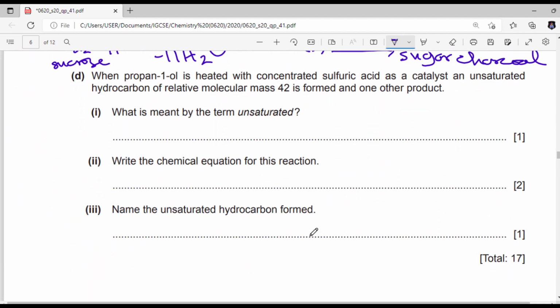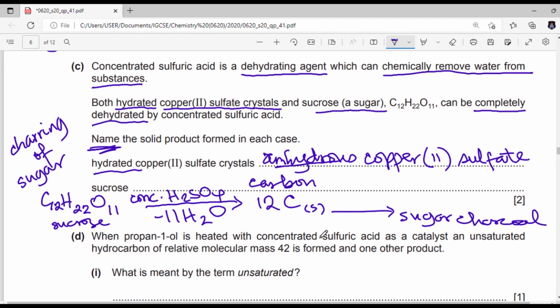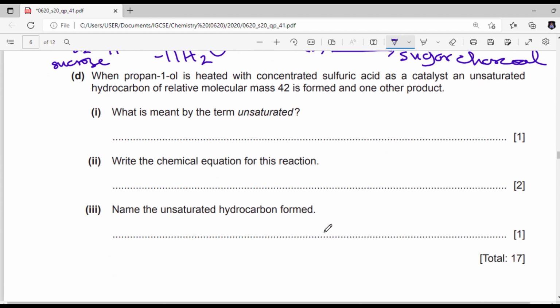So next, let's go back to this charring of sugar. I'm not sure charring of sugar is in your syllabus. I'm not sure it's in the IG syllabus. So what you have here is simple dehydration, which gives you carbon. But this other charring of sugar and sugar charcoal is just for additional information. Right. The last question says, when propan-1-ol is heated with concentrated sulfuric acid as a catalyst, an unsaturated hydrocarbon of relative molecular mass 42 is formed and one other product.